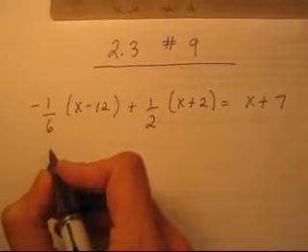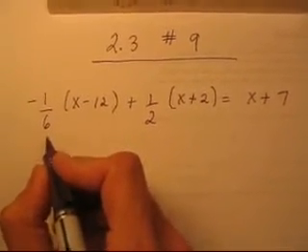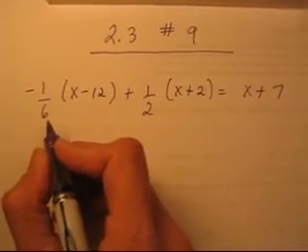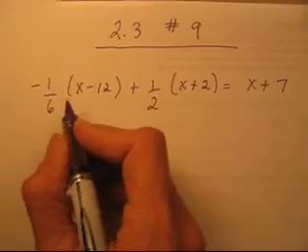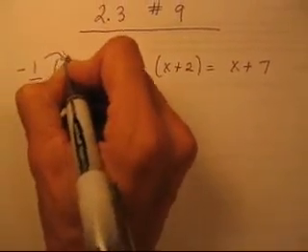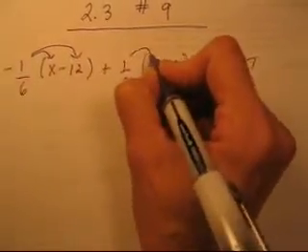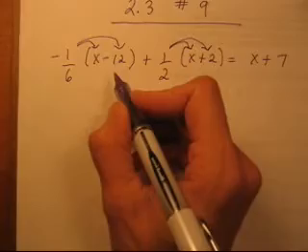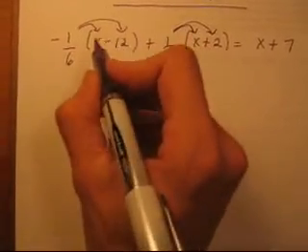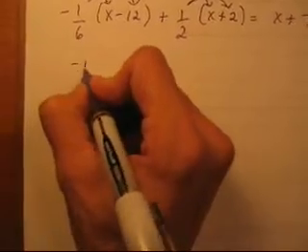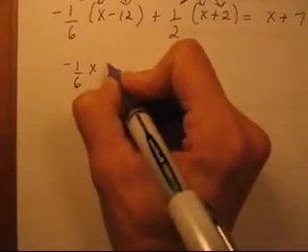2.3, number 9. Alright, this equation has denominators, so we're going to want to get rid of the denominators and make them cancel out. But first, before we do that, let's go ahead and distribute and get rid of parentheses. You don't have to distribute and get rid of parentheses first, but if you have any fractions inside the parentheses in some other problems, it's very much helpful to distribute first.